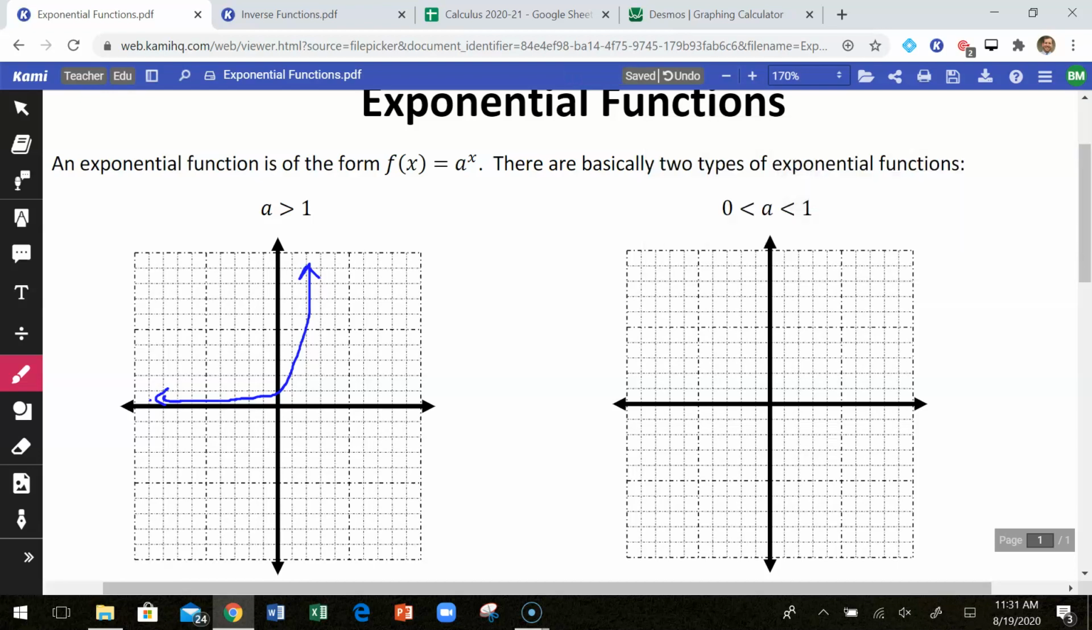If a is between 0 and 1, so think of this as being some fraction less than 1 but positive, then you end up with exponential decay, which would come through like that. So you've hopefully heard those terms: exponential growth, exponential decay. It's all based on that value that's being taken to the power of x.